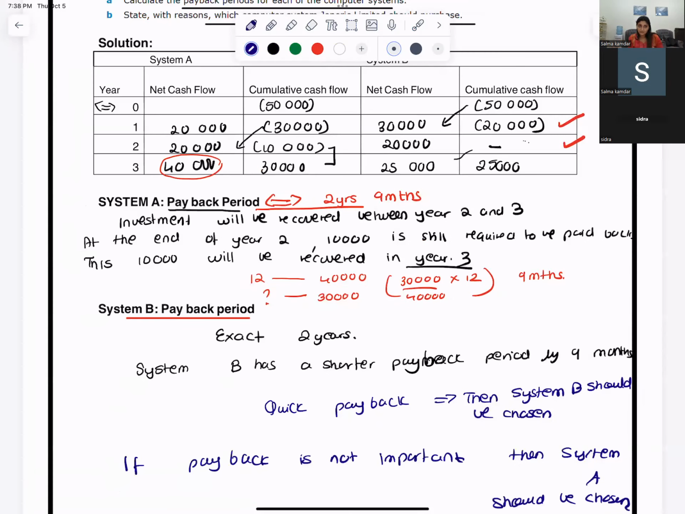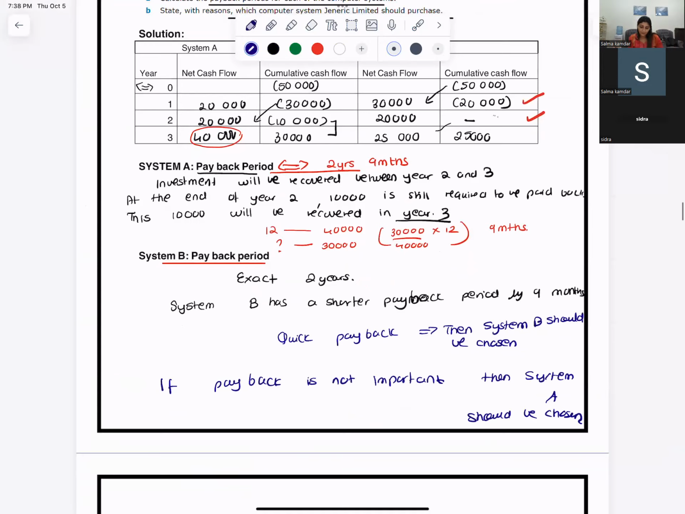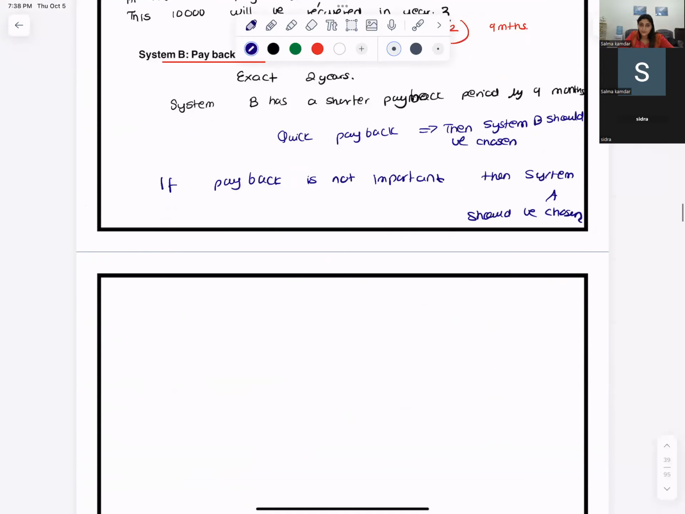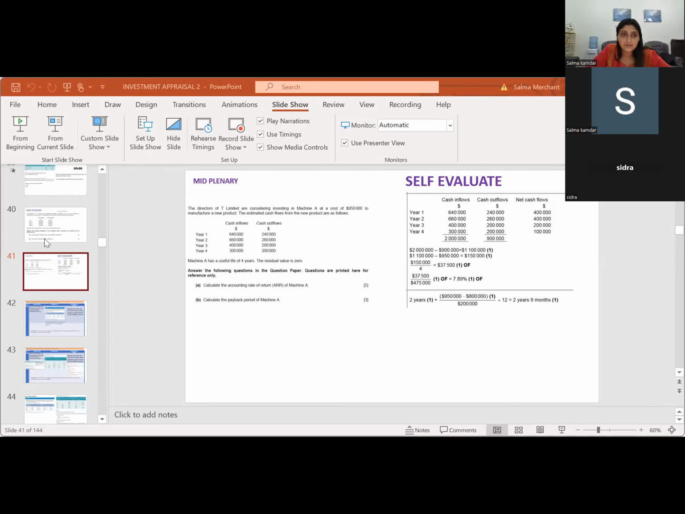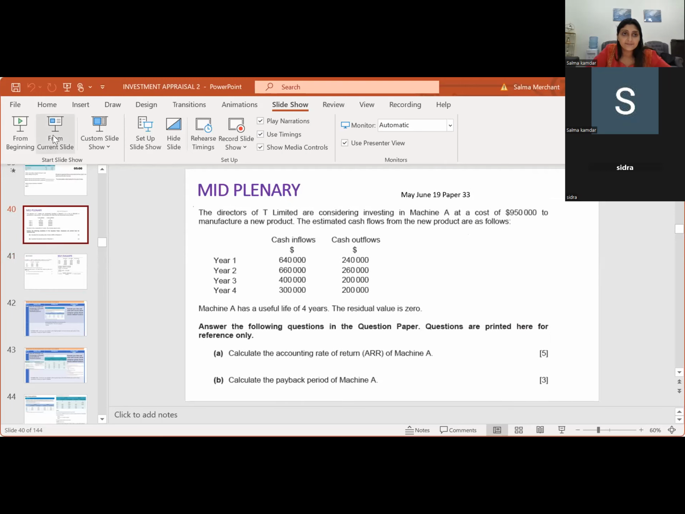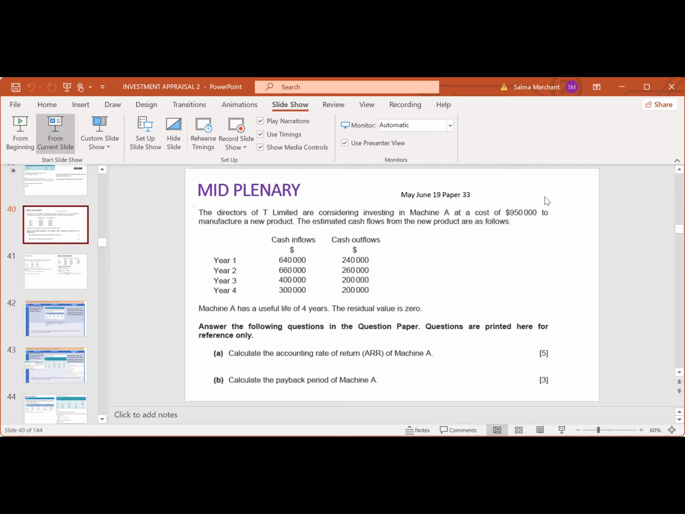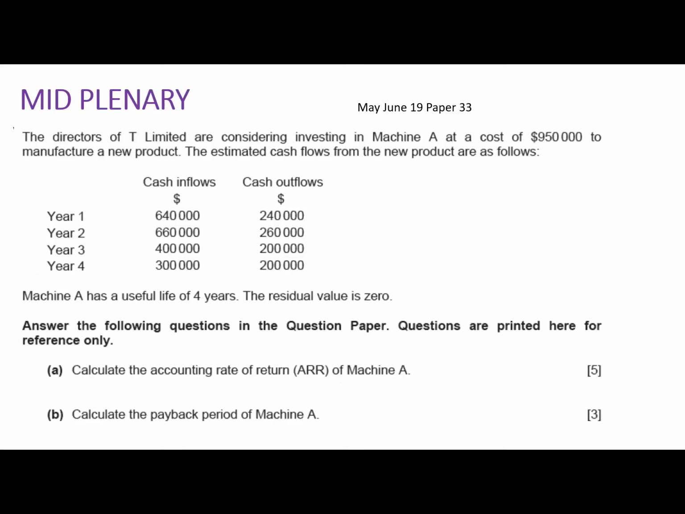Calculation of the payback period is very important. Now I'll give you one more sum, which is a past paper. So now this is your mid plenary. I wanted you to do this sum, and you have to calculate the accounting rate of return, and you have to calculate the payback period of machine A.